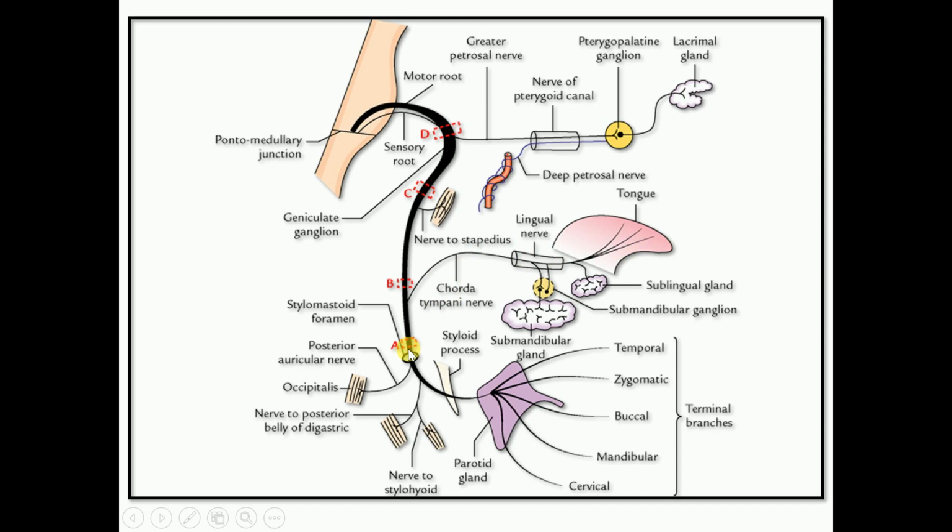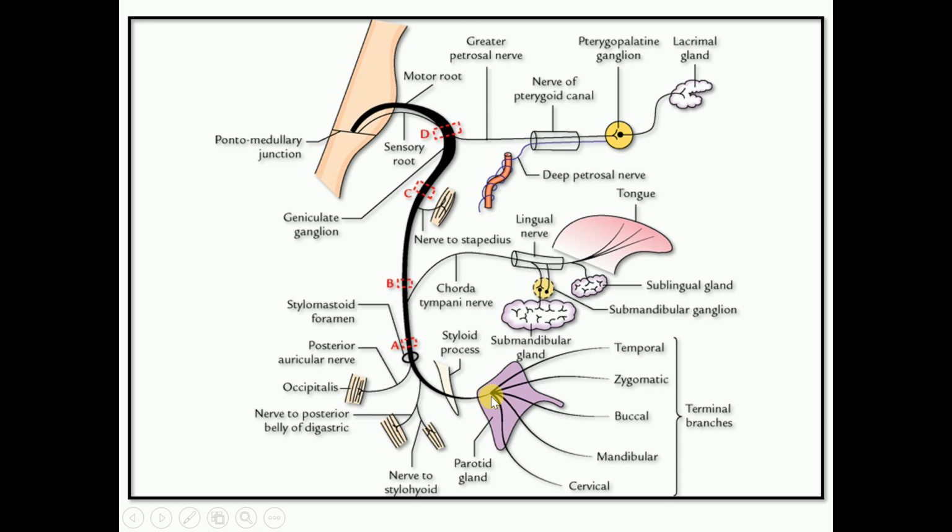Then the fourth branch is the posterior auricular nerve. Just after coming out via the stylomastoid foramen, it gives the posterior auricular nerve, which supplies the occipital belly of the occipitofrontalis muscle. Then it gives the nerve to the posterior digastric muscle and the nerve to the stylohyoid muscle. And then, by winding around the lateral aspect of the styloid process of the temporal bone, it pierces the posteromedial surface of the large salivary gland, that is the parotid gland. Through the posteromedial surface of the parotid gland, it enters the gland.